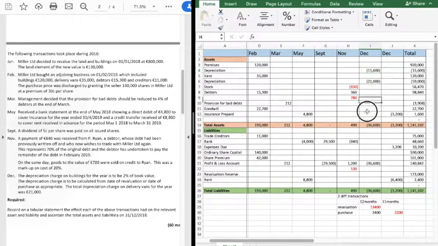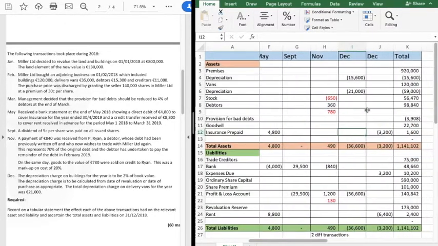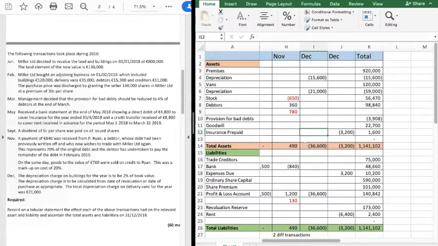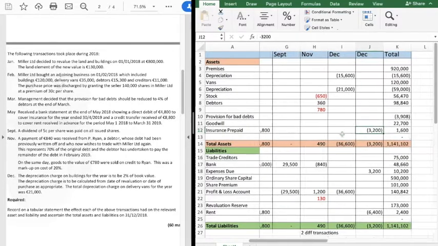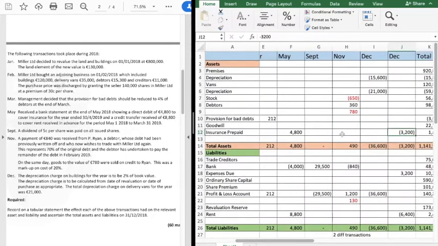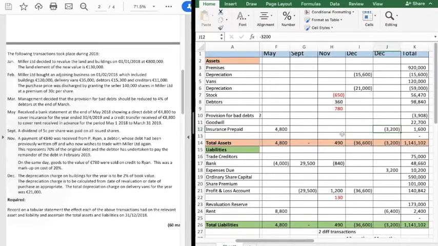I'll just zoom back in here. So total depreciation then is 36,600, and of course that goes in as a negative to our profit and loss account. And that's being balanced. The last part that we need to do on every tabular statement is look at the prepaid and the due expenses.